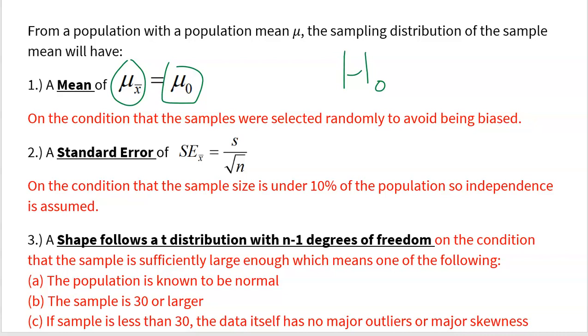Okay? Now, of course, that's only going to be true if the samples are selected randomly to avoid bias. Now, this is why we're actually going to end up using a t model instead of a normal model, is because we have to use standard error here. We're going to replace sigma with s, the standard deviation from our sample.